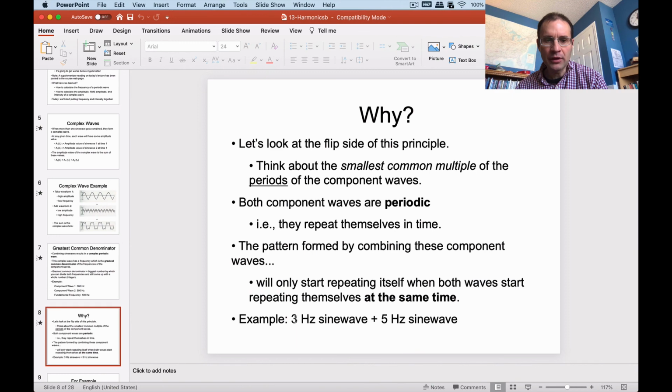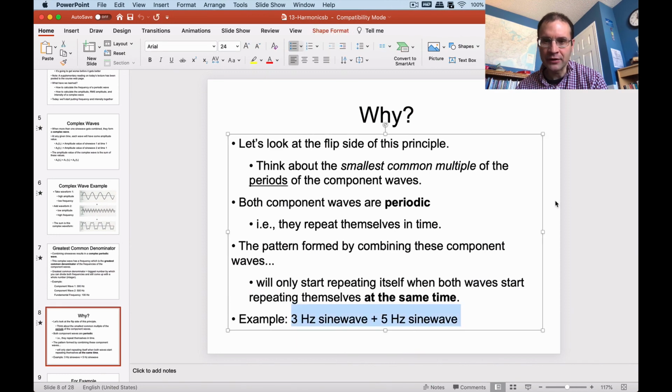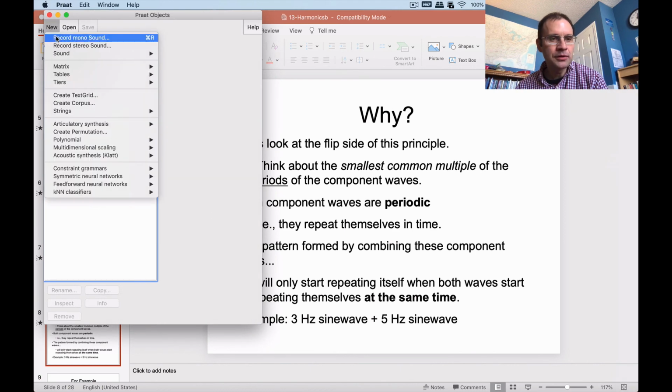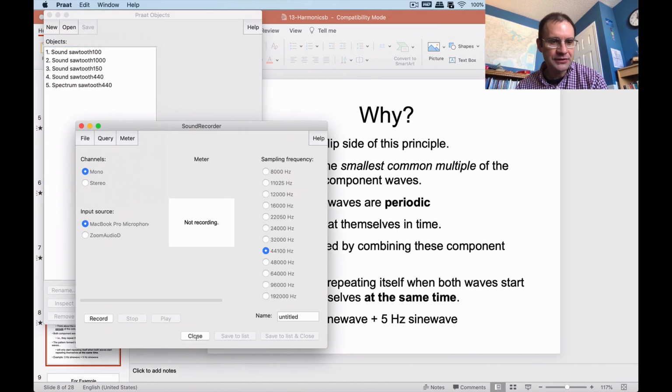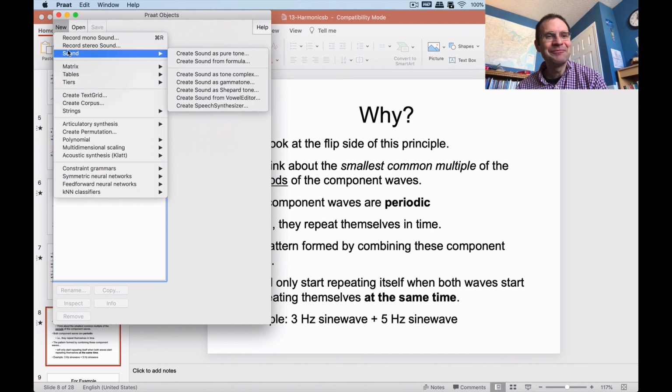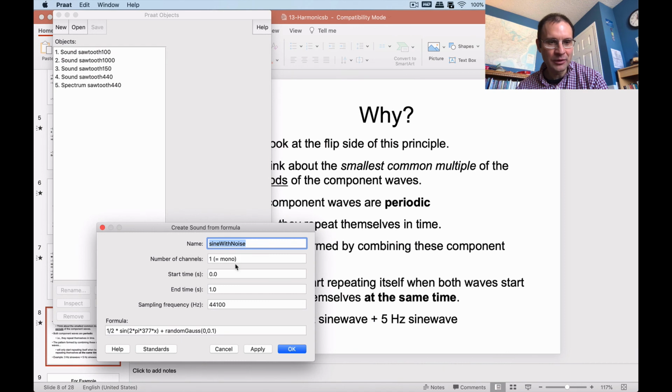And I'm going to walk you through that with a 3 hertz sine wave and a 5 hertz sine wave. And actually, before I do that, I'm going to verify what I said before about the greatest common denominator of these waves being the fundamental frequency of the complex wave. So this is really simple math. What I'm going to do is add together 2 sine waves of the same amplitude.